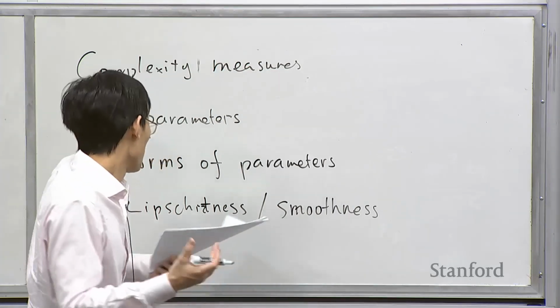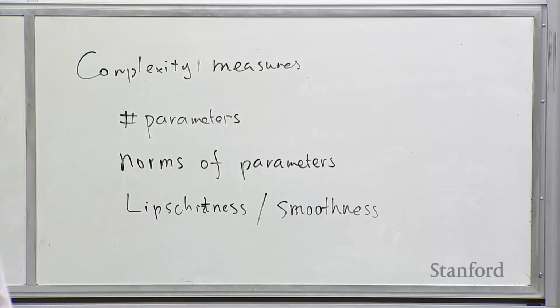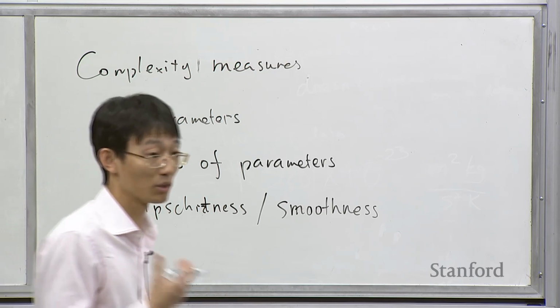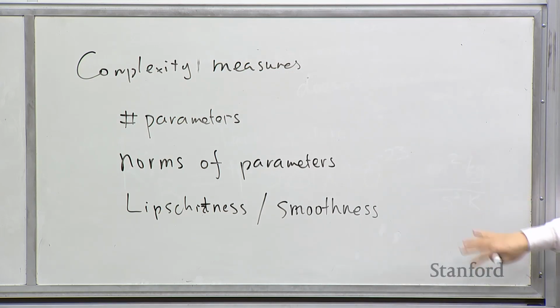And there are other complexity measures, for example, how invariant your model is with respect to certain translations, certain invariances that you should have in a data set. For example, whether your model is invariant to data augmentation. But in general, there's no very established theory on what exactly is the right complexity measure. And sometimes it also depends on the data, as we will see today.